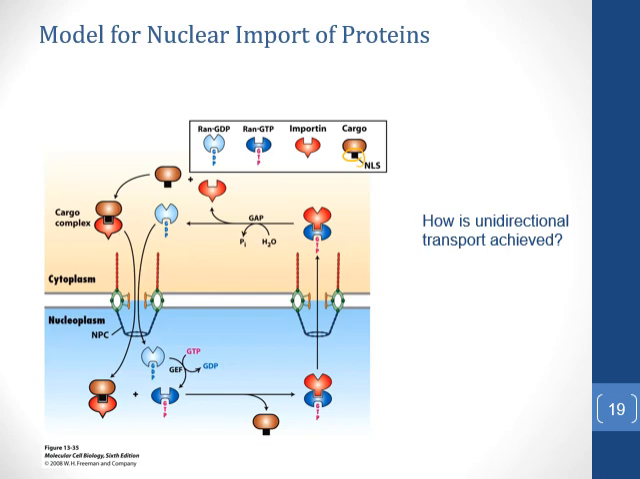Notice that what happens with the cargo complex is that it is going to move from the cytosol to the nucleus. But what happens as soon as it gets to the nucleus? As soon as it gets to the nucleus, it dissociates. The cargo dissociates from the receptor because it encounters the GTP. So you're always going to have a high concentration of cargo complex in the cytoplasm and a low concentration of cargo complex in the nucleus.